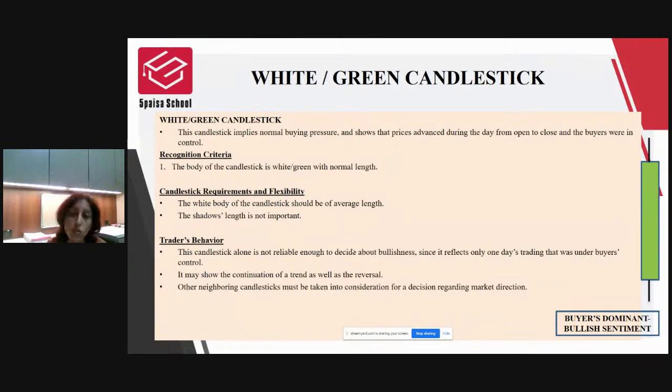So you have to see what the preceding day's candle was, whether that was also bullish or bearish, and that is what you have to identify. The other neighboring candlesticks must be taken into consideration for a decision regarding the market. This is very, very important. You cannot judge only on a single day. You have to see what the neighboring candlesticks have been, to come to a particular conclusion as to what kind of strategies you want to formulate.